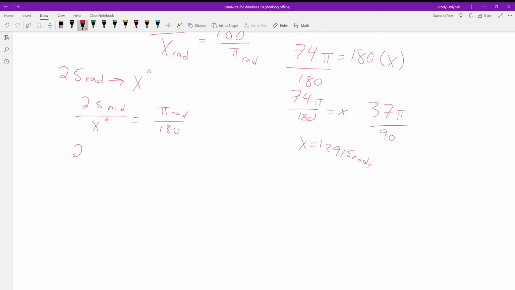So we have the 2.5 radians times 180 is equal to pi times X degrees. We divide both sides by pi. And that will give us our value.